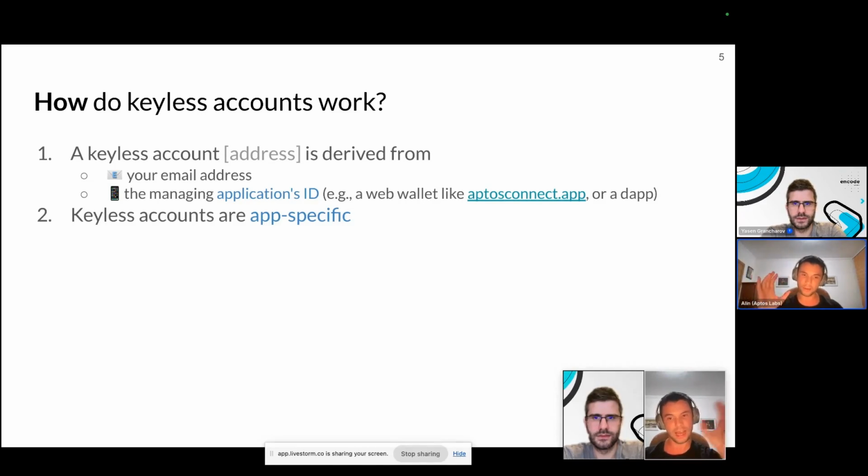So a lot of you are used to this world where a cryptocurrency account is just a secret key and it has a public key and you sort of put it in a wallet and that wallet connects you to many DApps, right? Well, in this keyless world, each DApp is its own account.